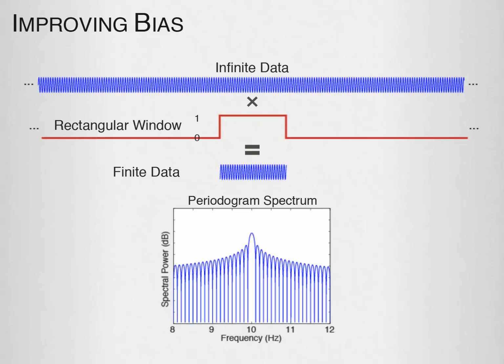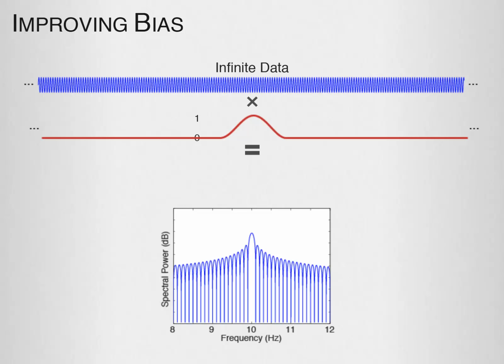So, one of the ways of fixing this is replacing this rectangular window with a window that has smooth edges, starting at 0, gradually increasing to 1, before decreasing back to 0. This smooth transitioning function is called a taper. There are many taper functions you can use, and in this case, we are showing a common one called a Hanning window. If we multiply infinite data by a taper function, we get tapered data, and this changes the spectrum.